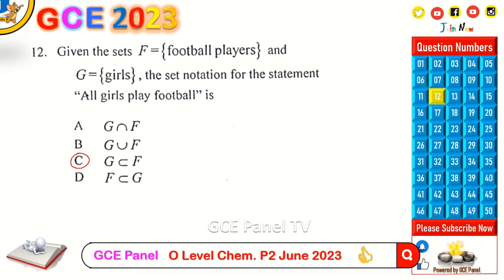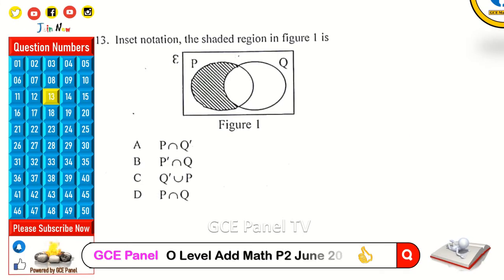Question 13. In set notation, the shaded region in figure 1 is... Now note that this region here is P only. Members will belong only to P. That means we don't include P intersection Q. And how do we get this? This should be equal to Q prime intersection P. So let's look where we can see Q prime. Okay, this Q prime, this intersection P.